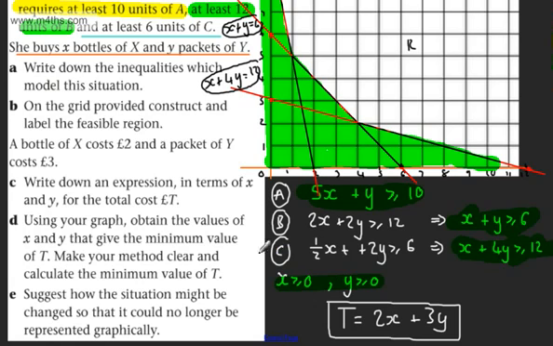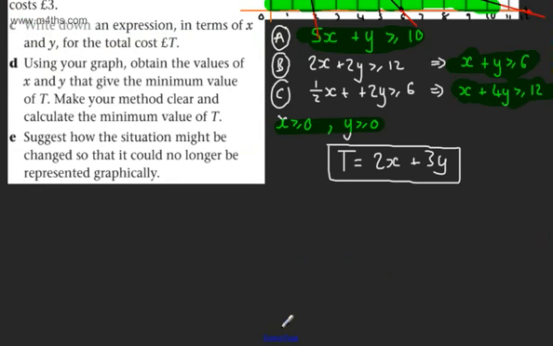Okay, it says now in part D, using your graph, obtain the values of x and y that give the minimum value of T. Make your method clear and calculate the minimum value of T. So this is our objective function. So if we go back to our idea that the objective function, let's write this here, objective function is to minimize T is equal to 2x plus 3y.